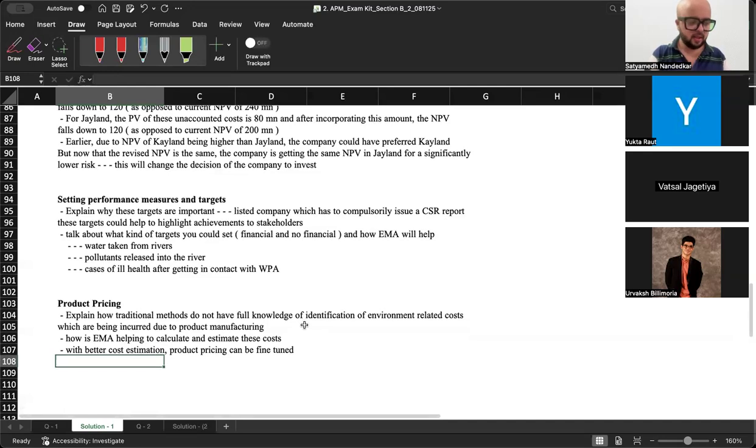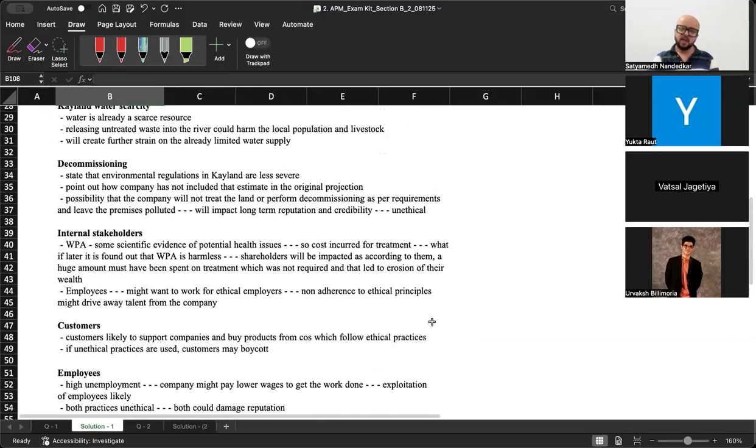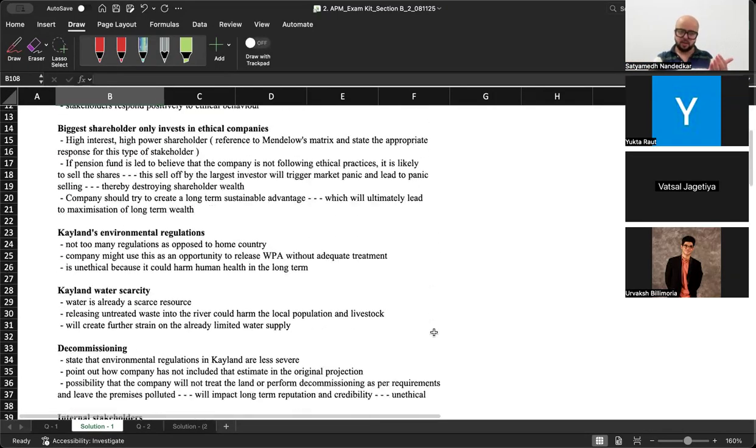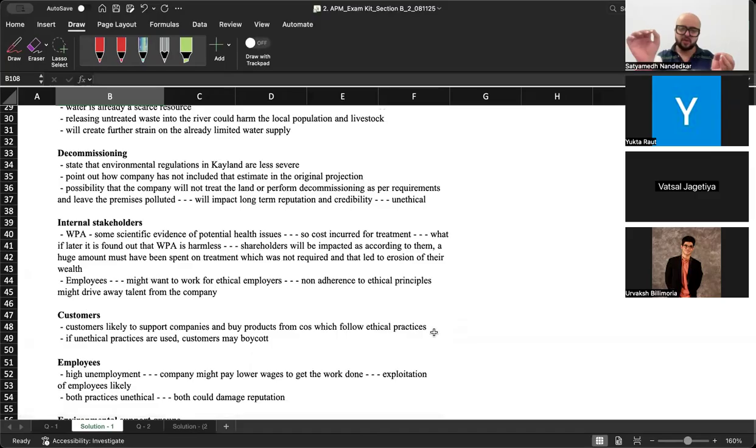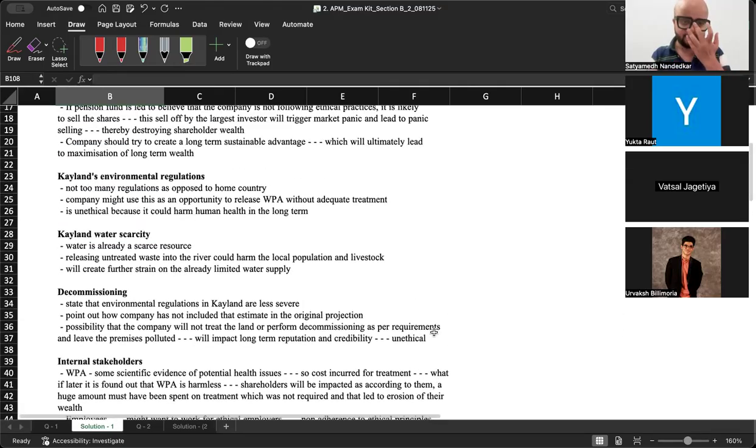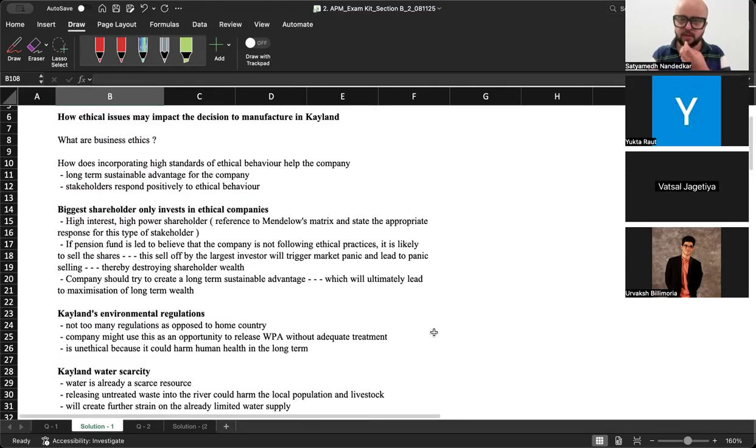Yes, sir. Hence, the content will be this. We just have to add a few wordings. Not even good wordings, you just have to expand this a little bit. This is the structure. Okay. Now, as I have left out certain words: non-adherence to ethical principles might drive talent away from the company. This is a point, you just have to expand it a little bit. But yes, the keywords for the answer have been included here. Okay?